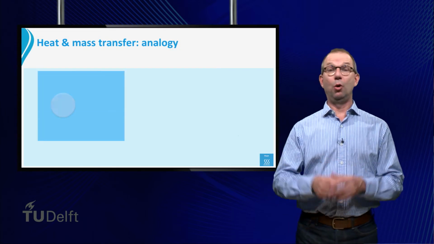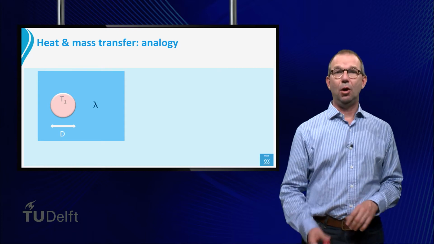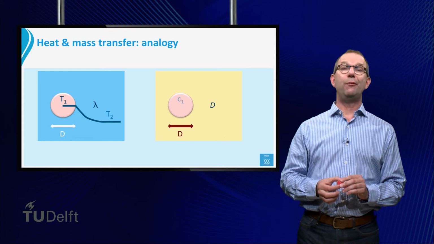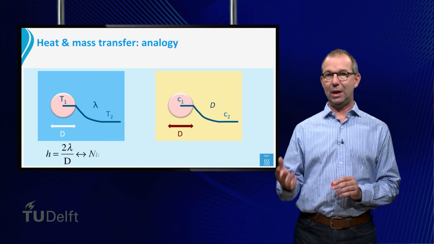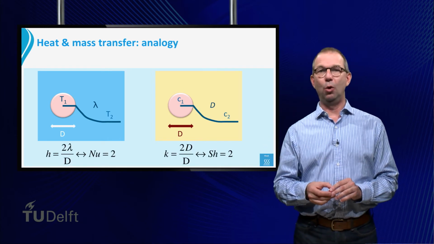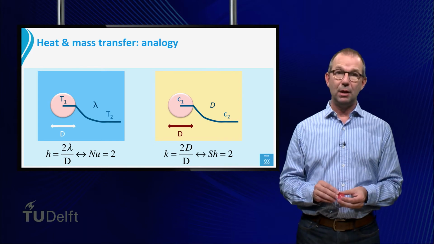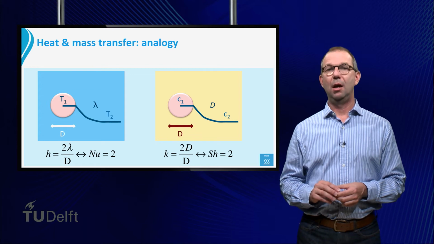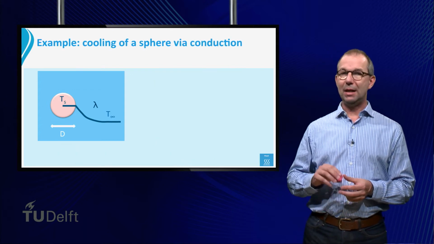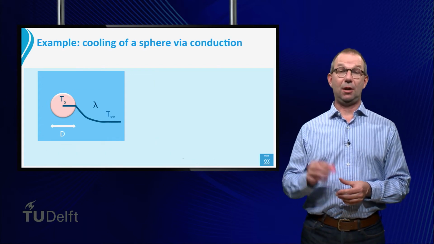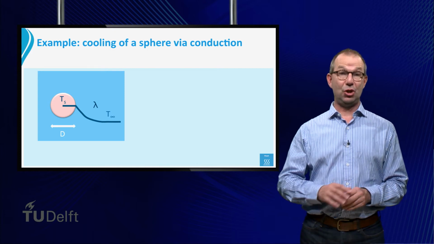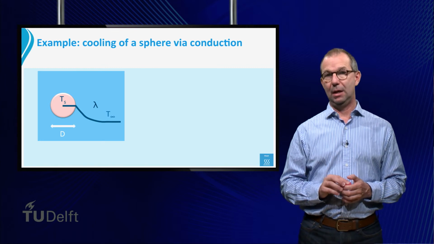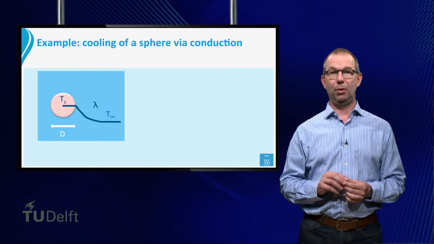The analogy goes on. Take a hot sphere that is cooling down via conduction. We found Nusselt is 2. We can anticipate that the same will hold for diffusion from a sphere into its surroundings. We indeed get Sherwood is 2. However, the analogy doesn't mean that a cooling sphere and a slowly dissolving sphere are in all respects the same. Let's check this via an example.